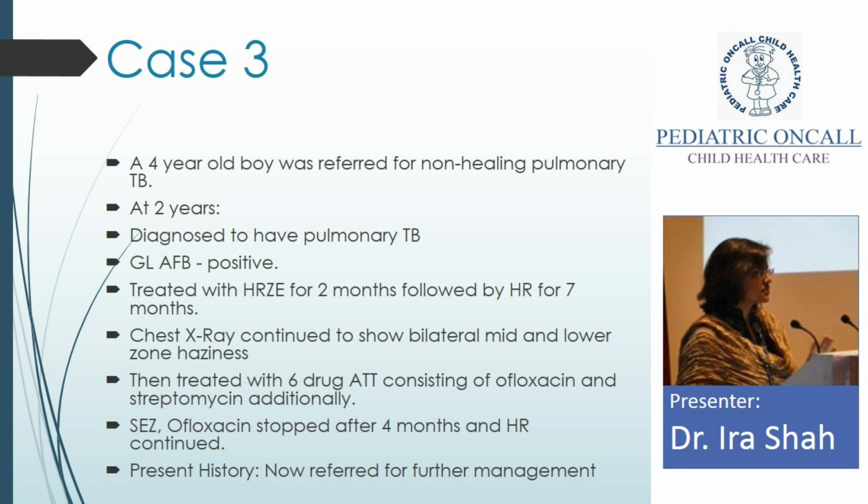What are we thinking of here? We are thinking of MDR-TB. 2 years he's been on treatment, his X-ray is not resolved, he's had a non-healing ulcer. What do you think went wrong here? He was given the right treatment, he was given 4 drugs for 2 months, HR for 7 months. After that, what went wrong?